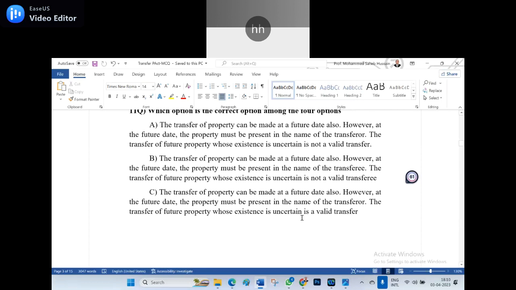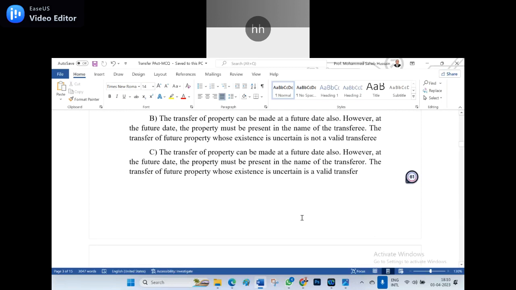B, the transfer of property can be made at a future date also. However, at the future date, the property must be present in the name of the transferee. The transfer of the future property whose existence is uncertain is not a valid transfer. C, the transfer of property can be made at the future date also. However, at the future date, the property must be present in the name of the transferor. The transfer of the future property whose existence is uncertain is a valid transfer.